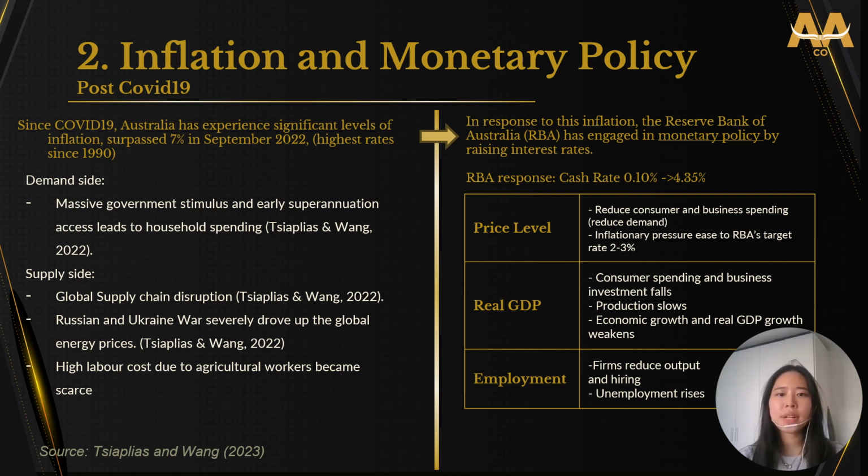Looking at the table on the screen, the effect of this rate rise works through three channels: price level, real GDP, and employment. On the price level, higher borrowing costs reduce consumer and business spending, easing inflation back to the RBA's target rate. On real GDP, as spending falls, production slows and economic growth weakens. And on employment, as firms reduce output, they reduce hiring, and unemployment will rise.